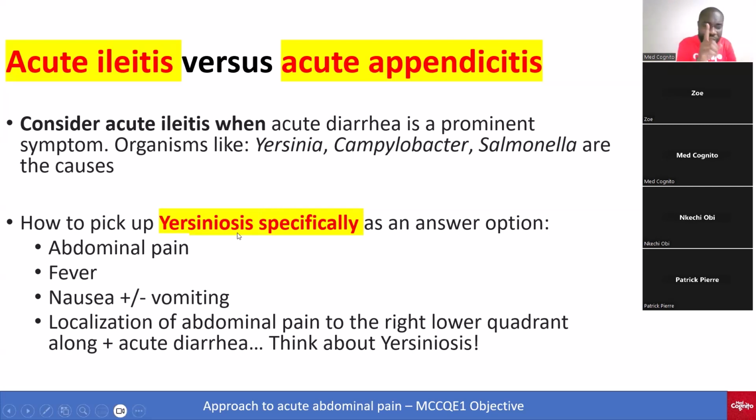Number one, the patient will have abdominal pain. Number 2, the patient will have fever. Number 3, the patient will have nausea and/or vomiting. And the pain is localized to the right lower quadrant plus acute diarrhea. So acute diarrhea plus pain in the right lower quadrant with nausea and fever should cause you to think, okay, this is ileitis. But what is the most prominent one among the ileitis? It should be Yersinia, Yersiniosis.